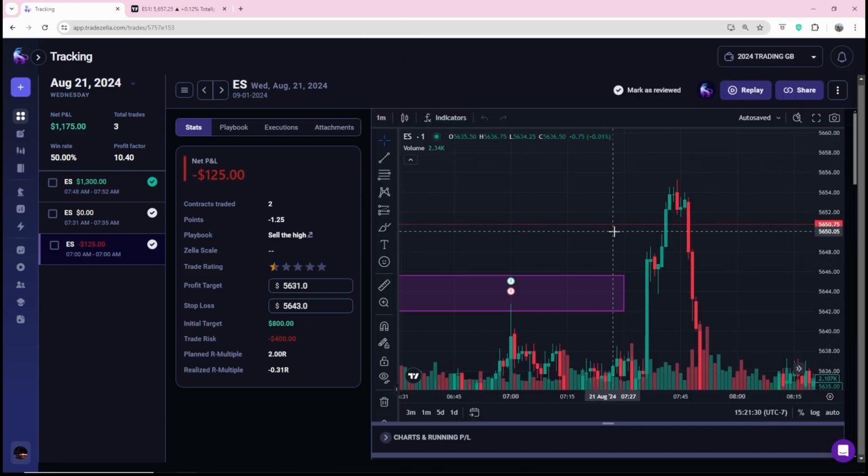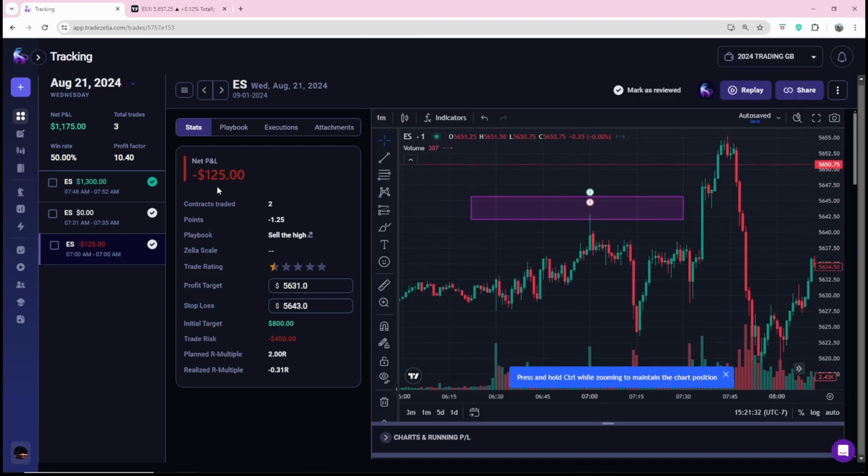Again, a 50% hit rate, but look how small the loss is compared to my winner. This is why hit rate is irrelevant in my opinion, because if you can have your winners take care of 3, 4, 5, even 10 of your losses, you'll be profitable in the long run as long as you have a system that works for you.